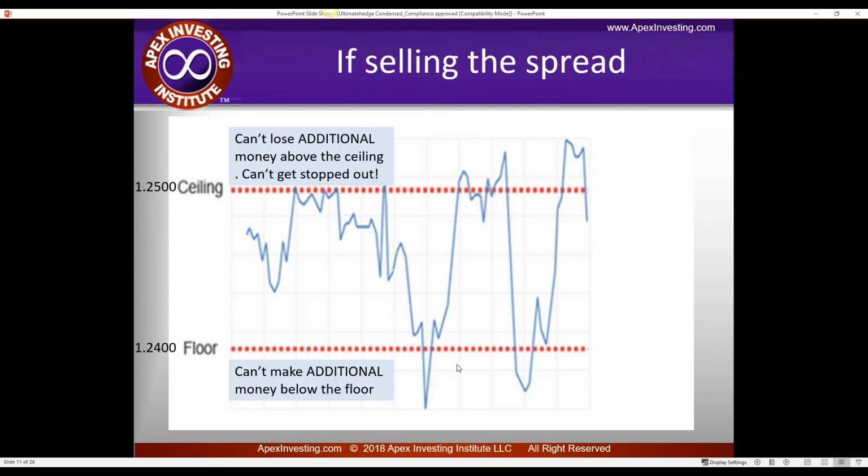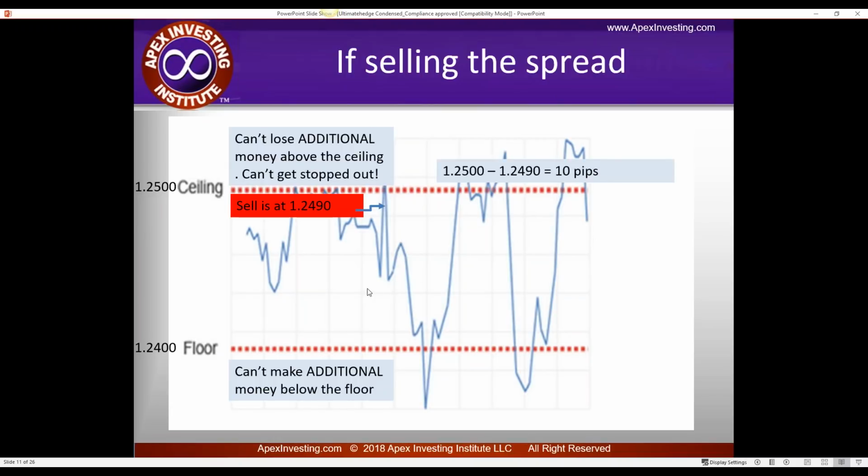So let's say I'm way wrong. I thought it was going down, but it shoots up 100 pips. Well, as soon as it passes the ceiling, I don't lose any more money. Each tick it goes outside of the ceiling, oh well. My risk is capped, I've already hit that cap.